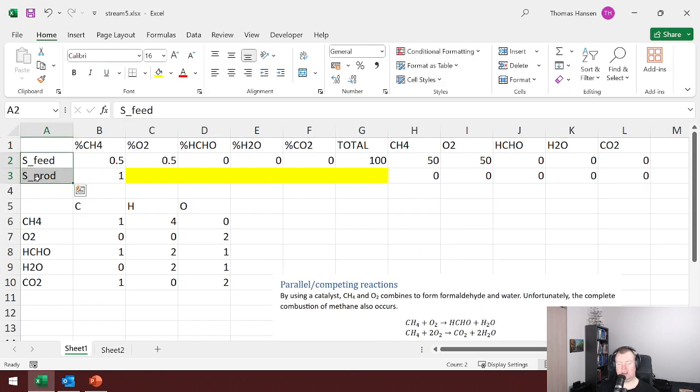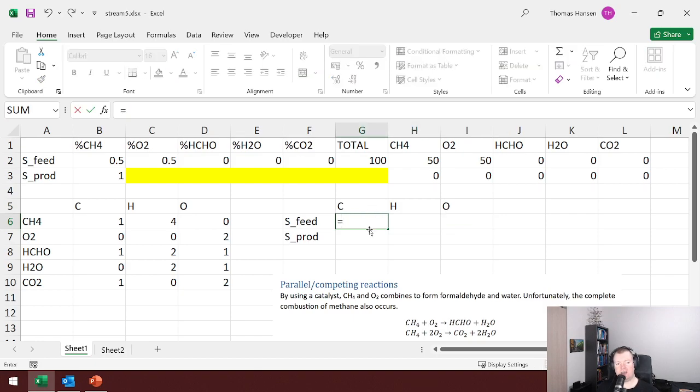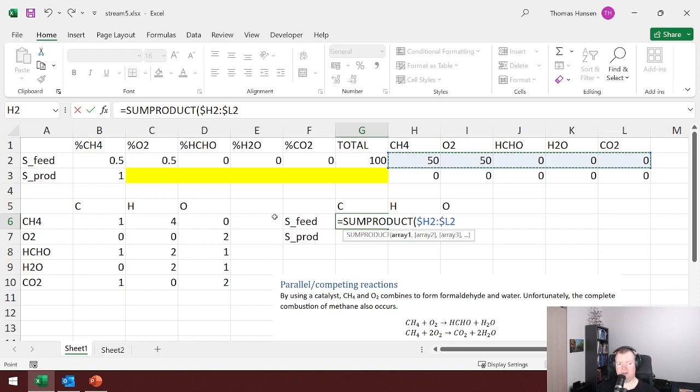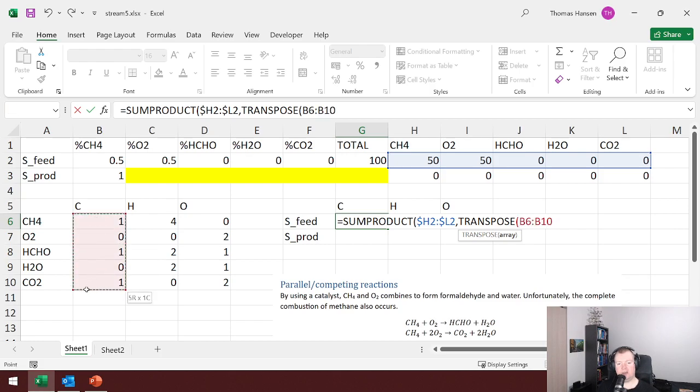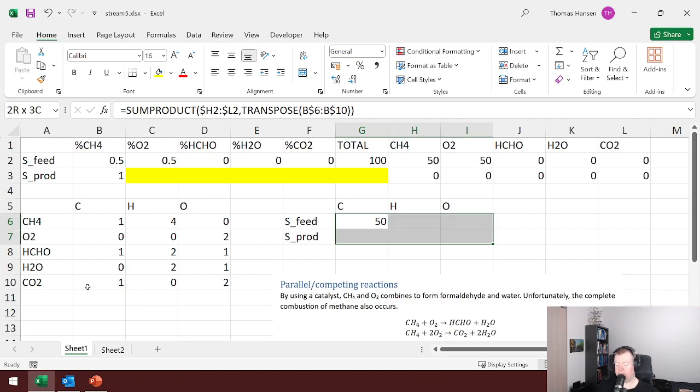And finally, I can take my streams, copy them down here, and I can say, okay, for instance, how much carbon do I have? How much hydrogen? How much oxygen do I have in my two streams? And in my feed stream, I'm gonna use the sum product that we used last time, take all of my components and transpose the other array down here and finish off the parentheses, fill right and down.